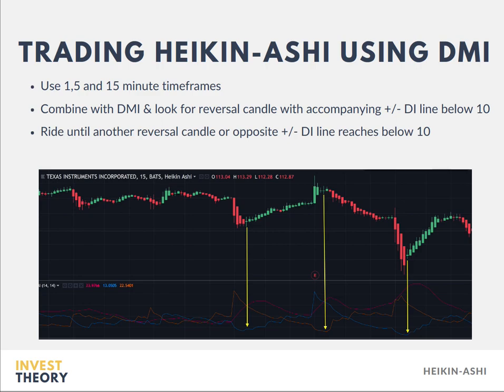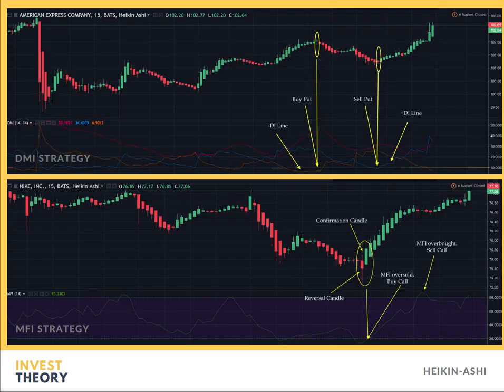I personally really love the MFI strategy. I trade it all the time. I've been trading it for years, but DMI has been proving itself when using it with the Heikin Ashi candles. Keep that in mind. So here's another example of the DMI strategy up top and the MFI strategy at the bottom. As you can see, here are some examples of when we would buy a put and when we would sell that put. And then when we look at the MFI strategy, this is our confirmation candle, the reversal, when we buy that call and when we sell the call.